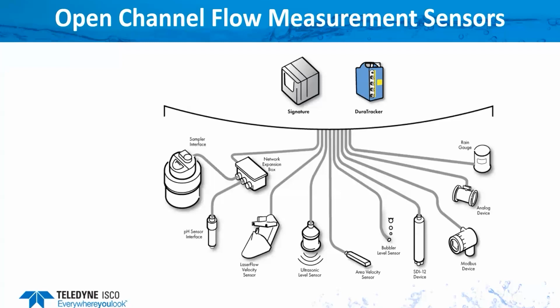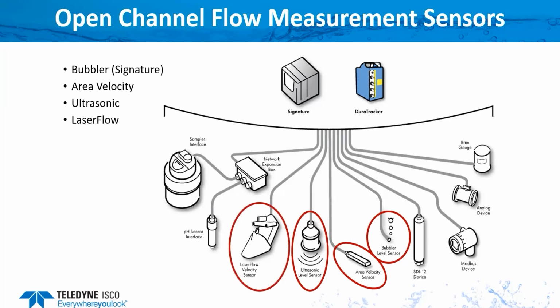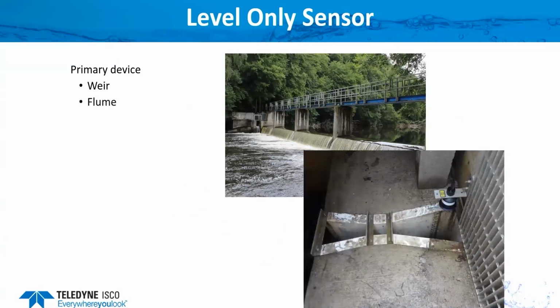So some of the options that we're going to have is the bubbler, which will be with the signature meter only. The other sensors that can be used with either the signature or Darrell tracker are going to be the area velocity sensor, the ultrasonic sensor, and the non-contact laser flow sensor. Now, the level-only devices are recommended to use with weirs or flumes.